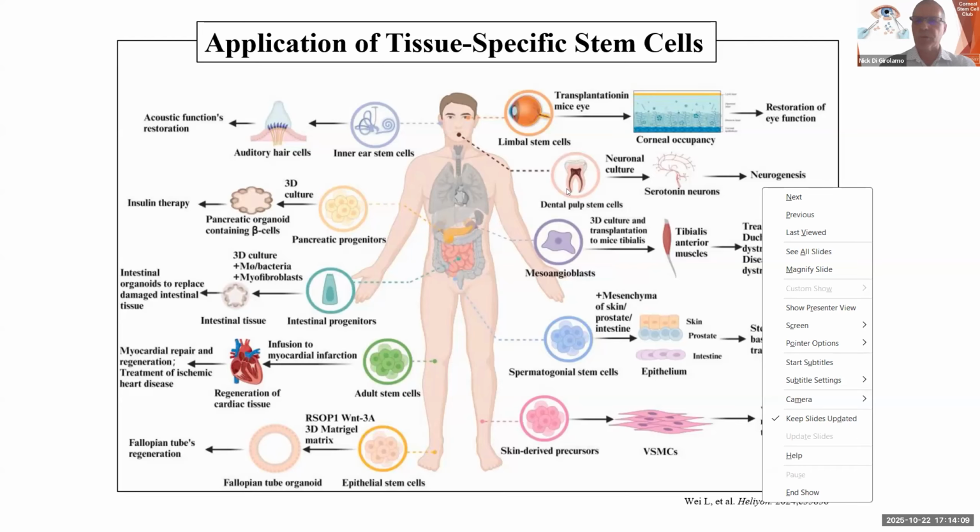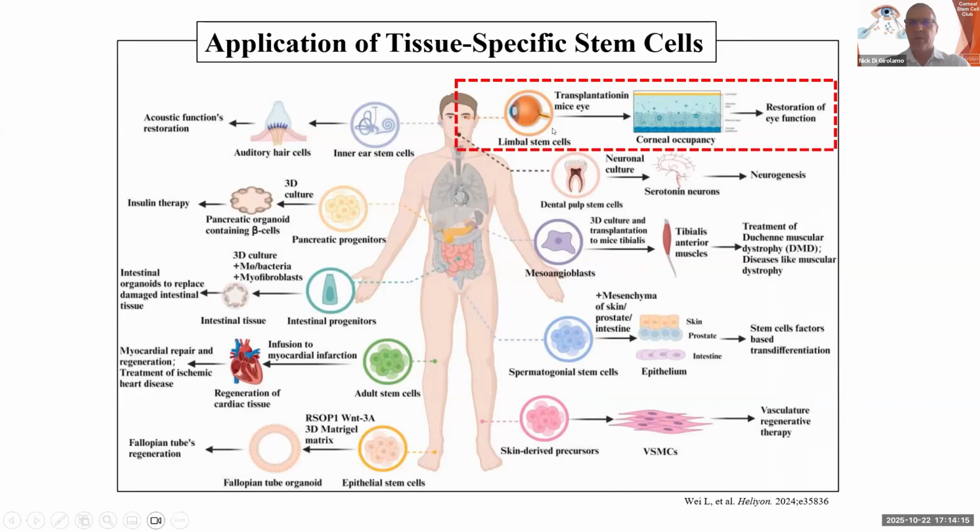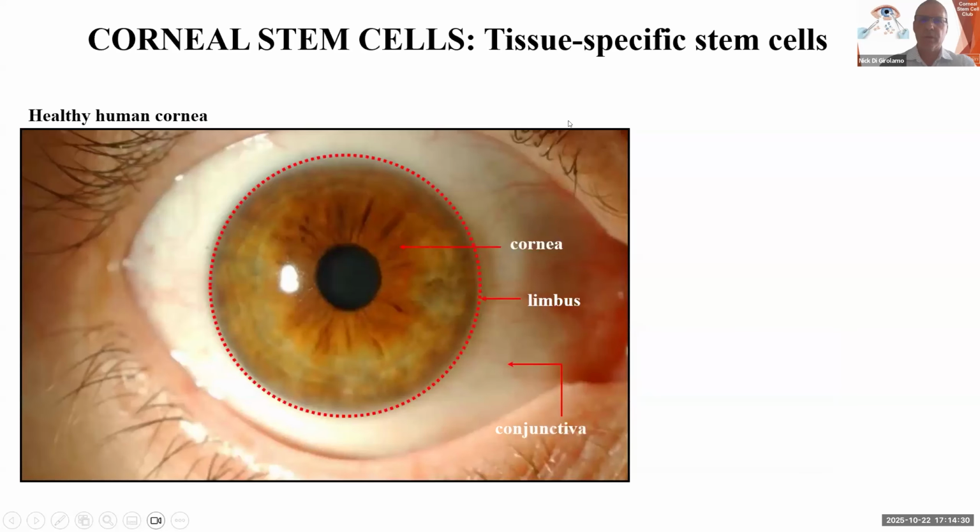There are all sorts of stem cells, including the ones that we find in the eye, and in particular in the cornea, which we call limbal or corneal limbal stem cells. And they've been transplanted in mice, in animals, and in humans to restore eye health and eye function. So just to get into these corneal stem cells and where they are and what they do.